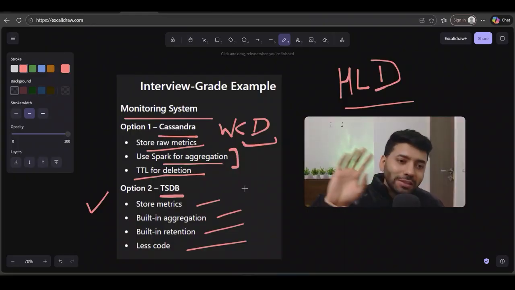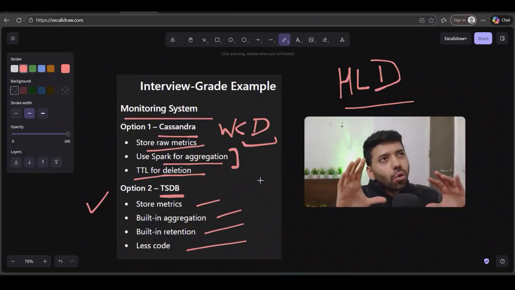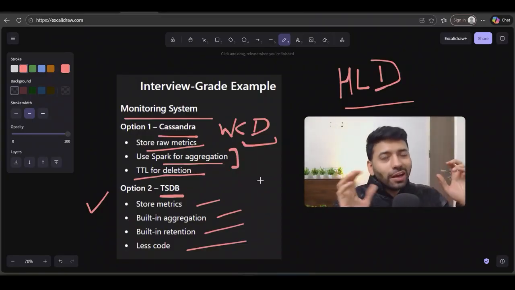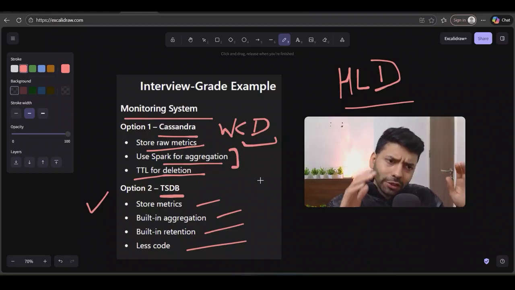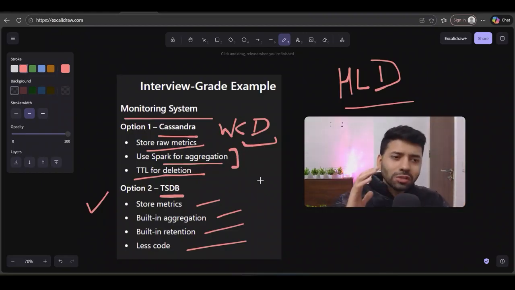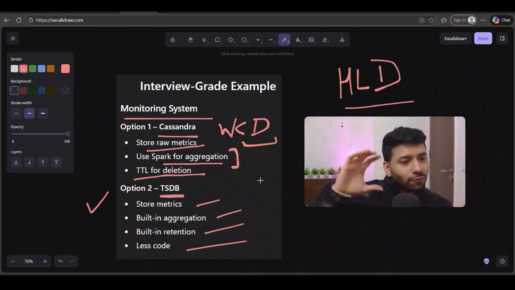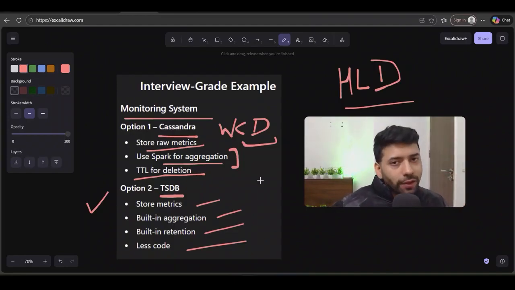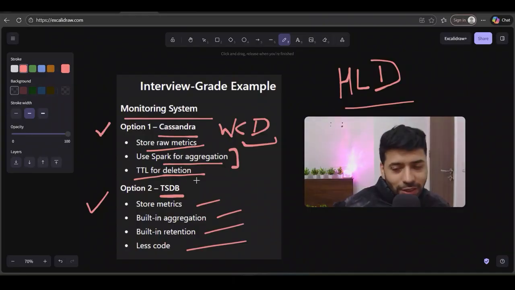But as you know, the system design rounds are quite open ended. So in case you see the interviewer is not aligned with you, or the question was a bit more generic, like you had to design a few components and time series data was just one more operation that was required here, then you can also go with this option. You can say you can use a wide column database like Cassandra, and then you will use Spark for aggregation, and then you will use TTL for deletion.